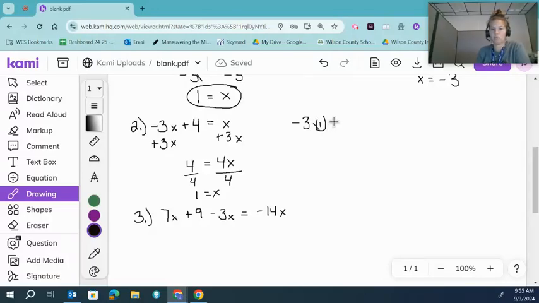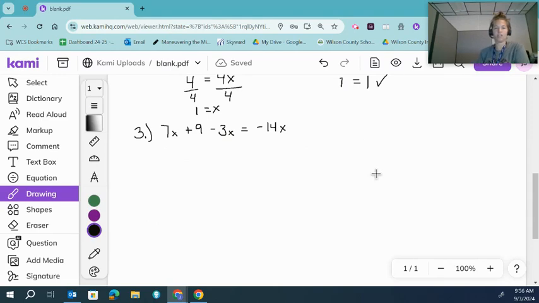Again, substitute back into my original equation. Negative 3 times 1 plus 4 equals 1. Negative 3 times 1 is negative 3, plus 4 equals 1. Negative 3 plus 4 is positive 1 equals 1. So this is true. The last one we're going to take a look at today.